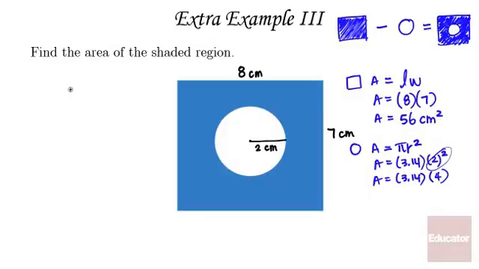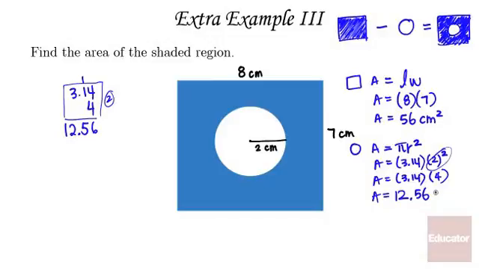Let's do that over here. 3.14 times 4. 4 times 4 is 16. 4 times 1 is 4, plus 1 is 5. This is 12. I have 2 numbers behind the decimal point, 1, 2. So I need to place 2 numbers behind the decimal point in my answer. Area equals 12.56 centimeters squared. Okay, now I have the area of the whole thing and then the area of the circle.